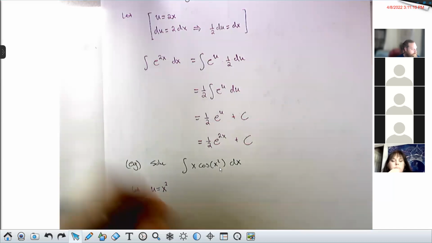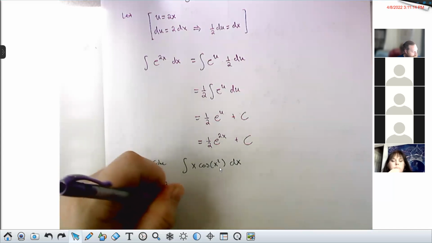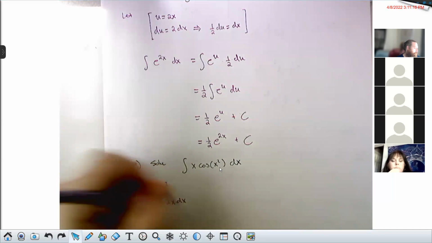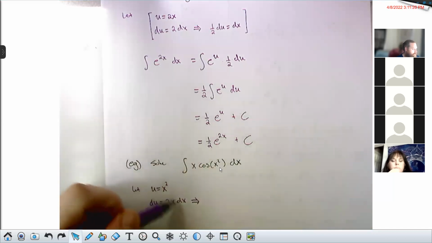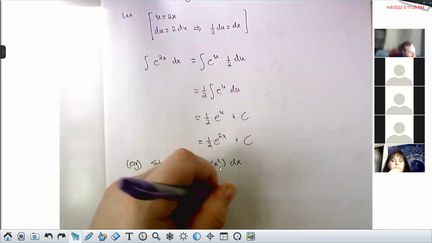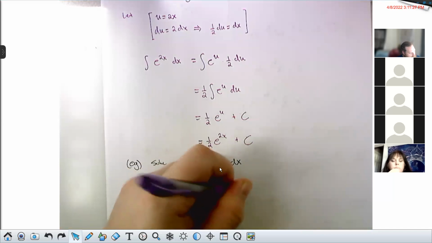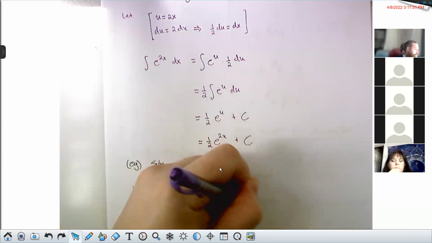The cool part is that the du here is 2x dx. And again, I'm going to divide over by the 2. I'm going to leave the x here, though. And I get 1/2 du is equal to x dx. And I'll just tuck all this in my little special substitution box.